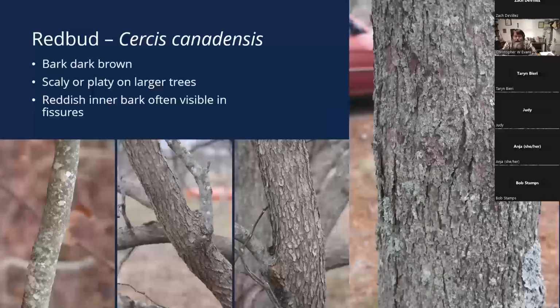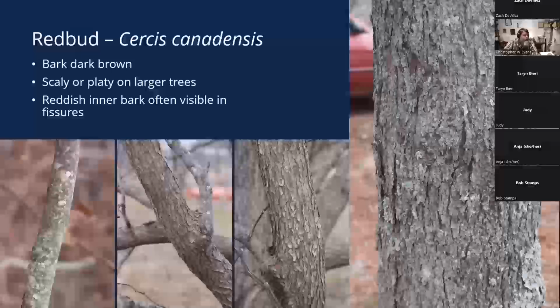Redbud bark is dark brown, almost black sometimes in coloration. It can be scaly or platy or almost even flaky at times as it gets older. And then as the bark breaks up, the inner bark is often a reddish color. You can see that in those central two pictures there, where it has that real reddish color. But as it ages, it typically gets darker and darker. Again, it's dark gray, dark brown, almost black on older individuals.